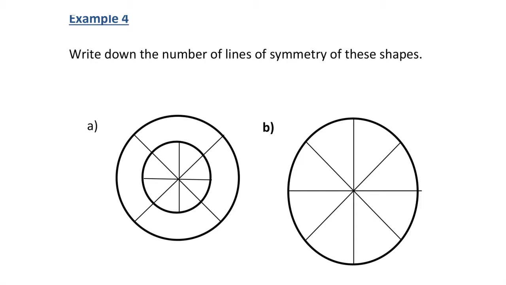Then in the next one, it has 8 lines. And all 8 lines divide the circle into two equal parts. So that circle, the second shape, has 8 lines of symmetry, while shape A has 4 lines of symmetry. I hope this makes it clearer.